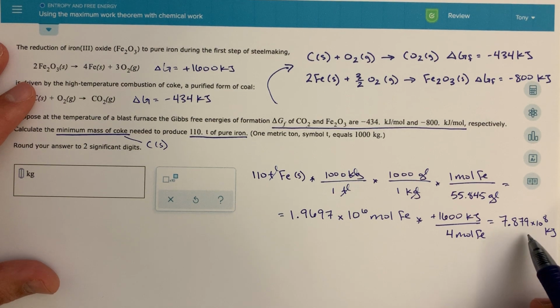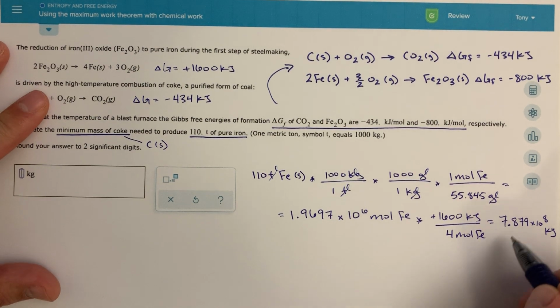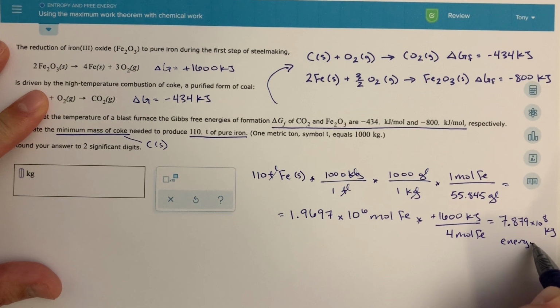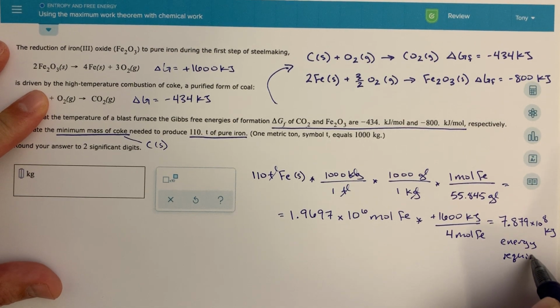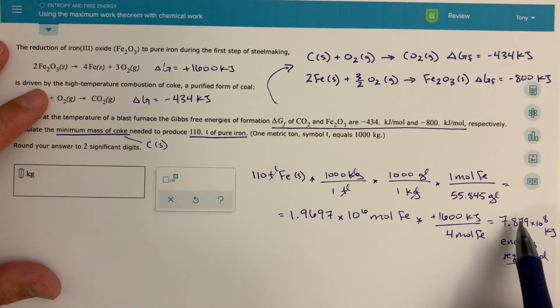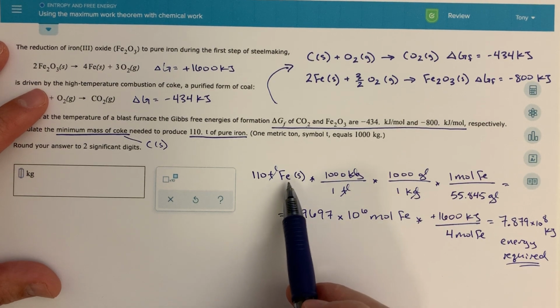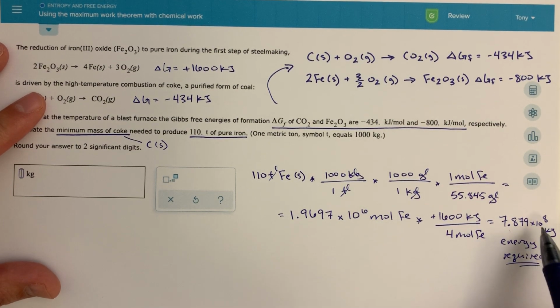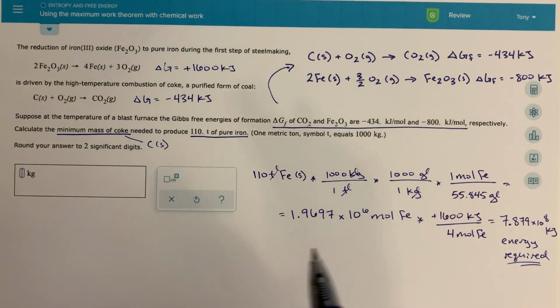It's getting to be late in the day, so maybe I am losing energy. But this is the energy required to form our 110 tons of iron, right? So this is the energy that I'm going to need to have available, essentially.